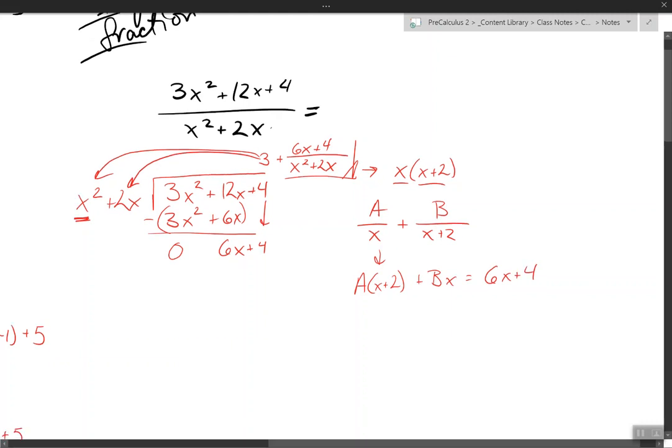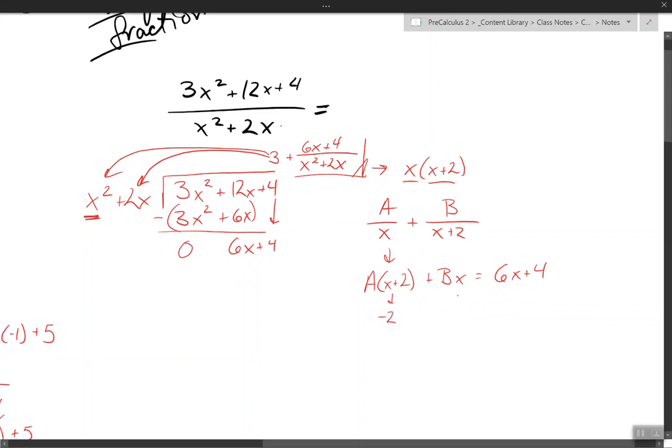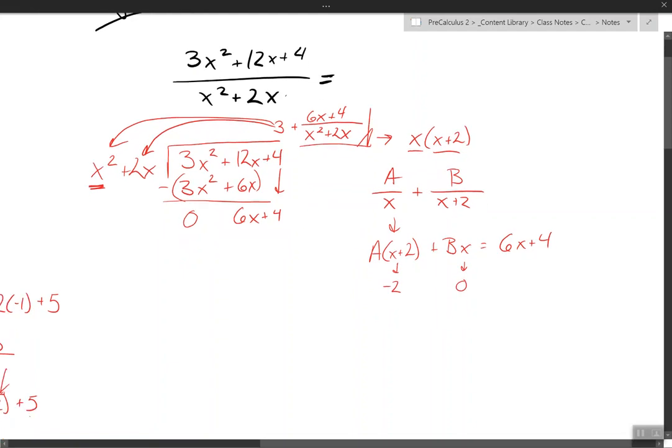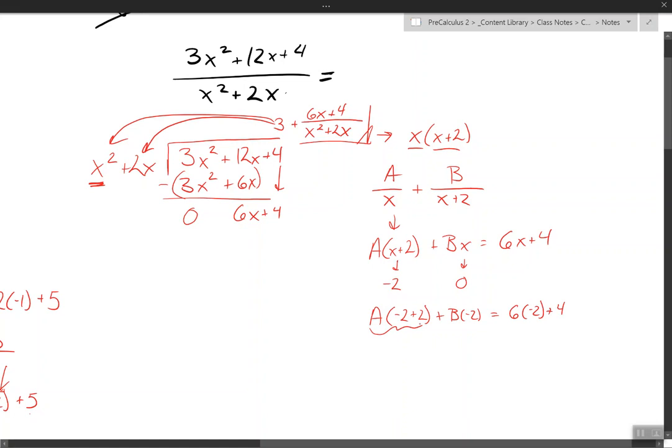Now we need to get our zeros. So if we plug in -2, that will be 0. This one's a lot easier. It's just 0. Start by plugging in -2 for all of the x's. So we've got a(-2 plus 2) plus b times -2 equals 6 times -2 plus 4. That term is 0. We get -2b. 6 times -2 is -12. -12 plus 4 is -8. We divide both sides by -2. B is 4.